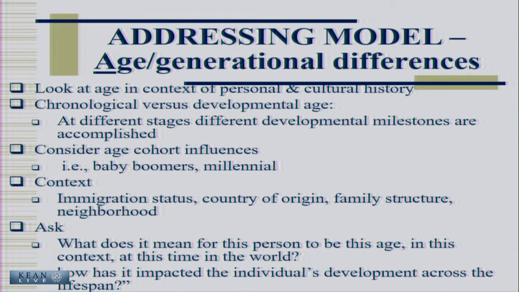So addressing, the A in addressing, the first letter, is age or generational differences. So looking at age in the context of personal and cultural history, considering age cohort influences, how it impacts the person's development, and worldview, understanding, and so forth. Understanding the context of the person in terms of their age and immigration status, country of origin, and so forth. And asking questions: what does it mean for this person, at this age, in this context, at this time in the world, right? It's quite a time we're living in right now, isn't it? And obviously people are going to have different perspectives on that based on their own age and so forth. So age is an area we need to keep in mind, right, about differences.